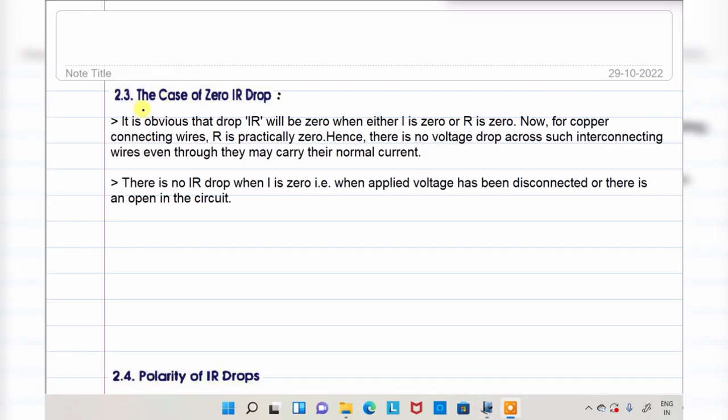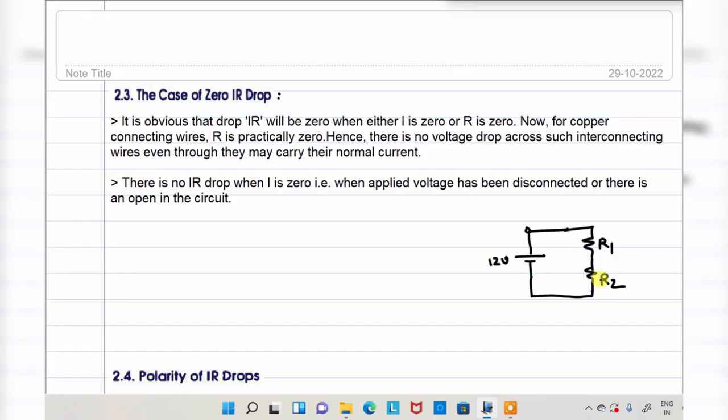So here is the case of zero IR drop. For the case of zero IR drop, just look at it point-wise. What is meant by IR drop? First of all, for example, this is a voltage you are applying, this is R1, this is R2.